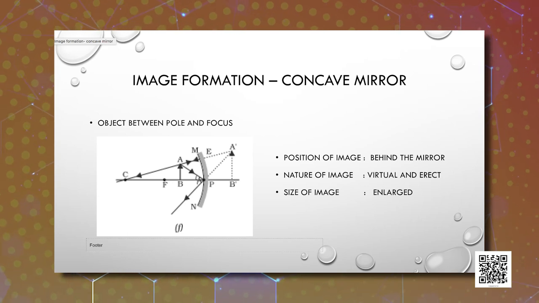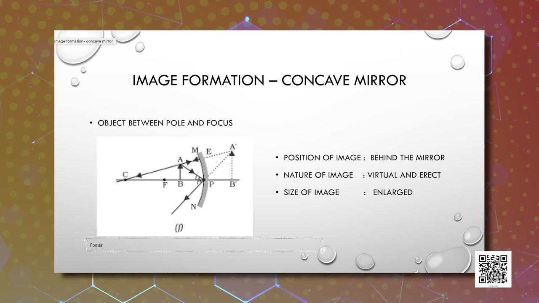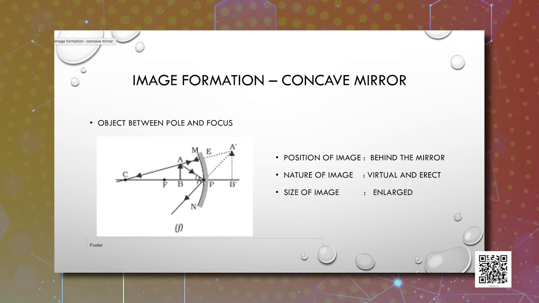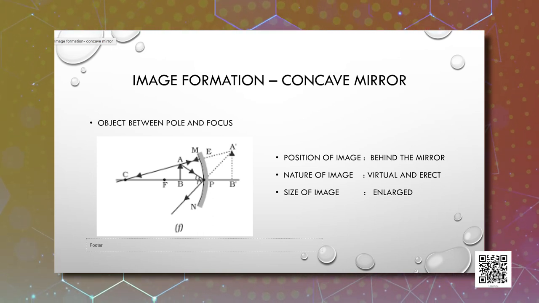The image this time will be formed by a beam of parallel rays. But we know that the beam of parallel rays do not meet. Then where is the image formed? The image will be formed at infinity. Such an image will be a real, inverted, and highly enlarged image.